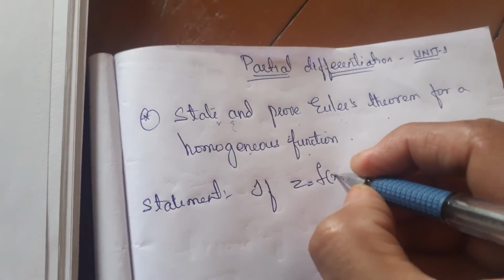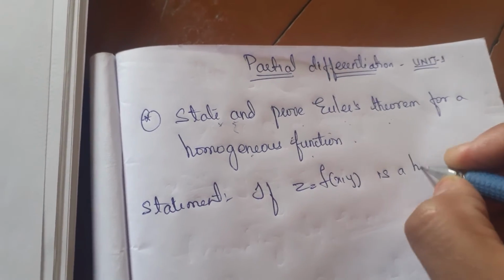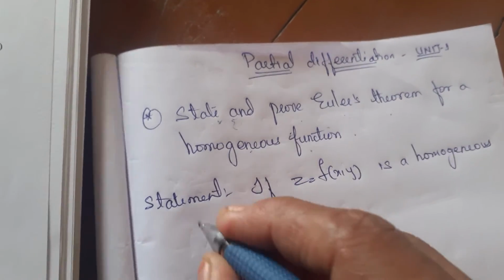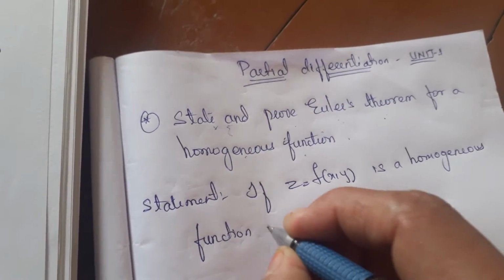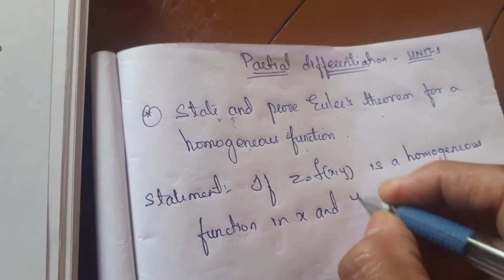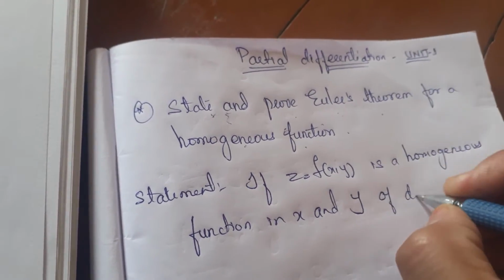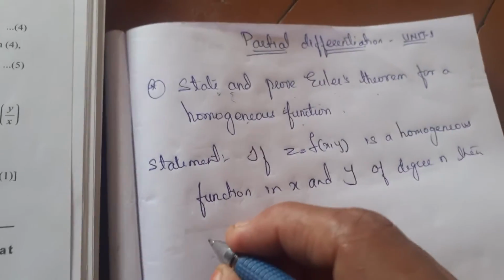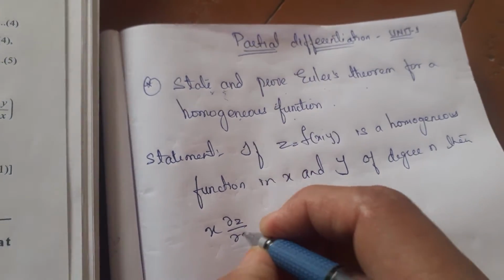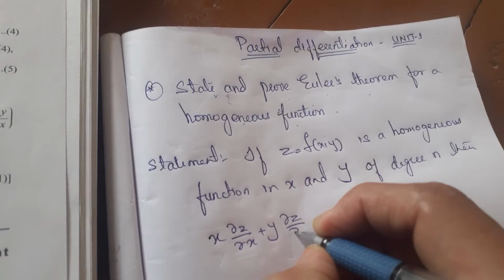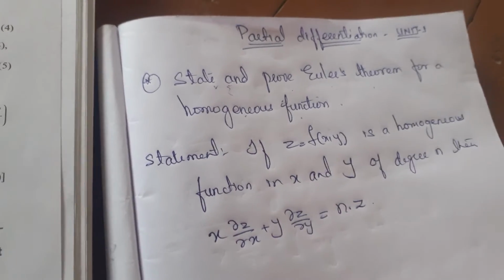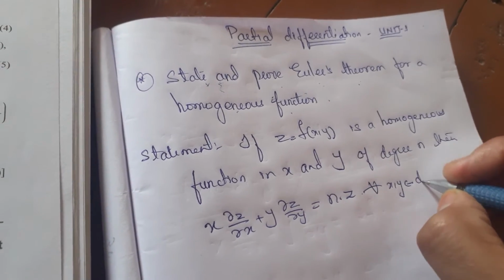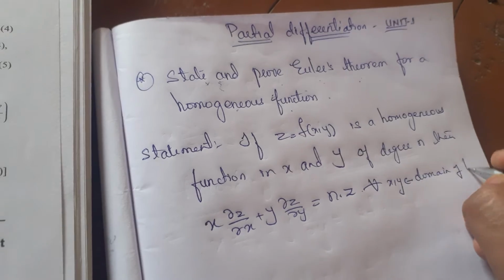If z is equal to f of x comma y is a homogeneous function in x and y of degree n, then we have the equation x dou z by dou x plus y dou z by dou y is equal to n into z, for all x comma y belonging to the domain of the function.